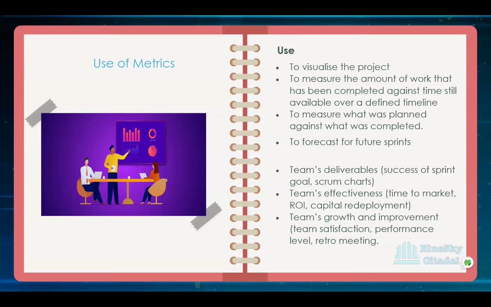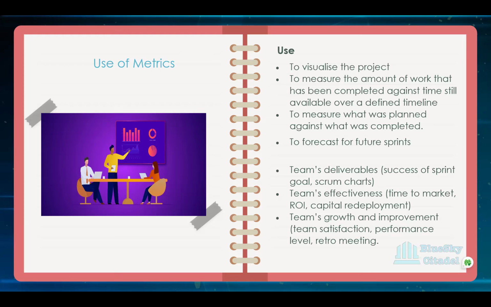Okay. So team's deliverables that you can get a metric from would be the success of the sprint goal. So at the end of the sprint, when the team are able to complete the goal for the sprint, achieve everything, that can be a measure of success for that team. And your Scrum charts also are tools that you can use to see the deliverables or the success of that particular team or the sprints in question.